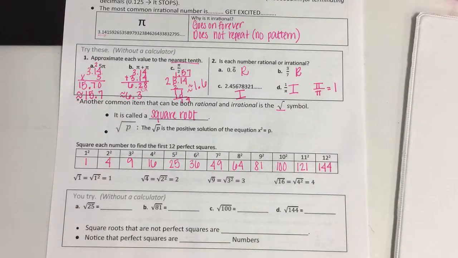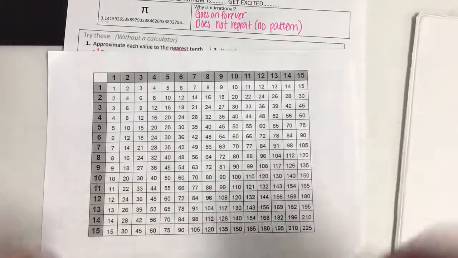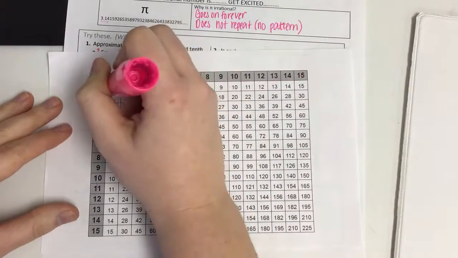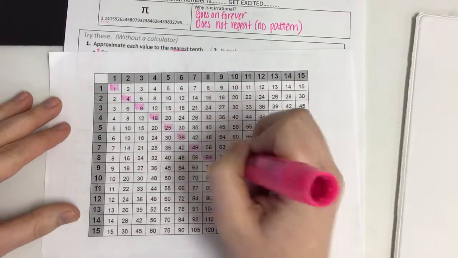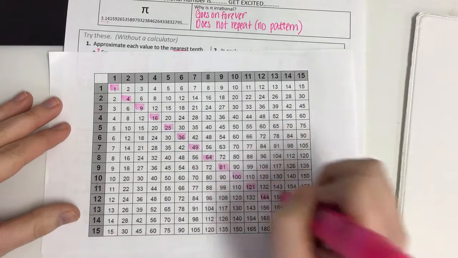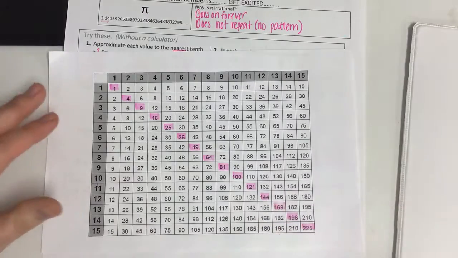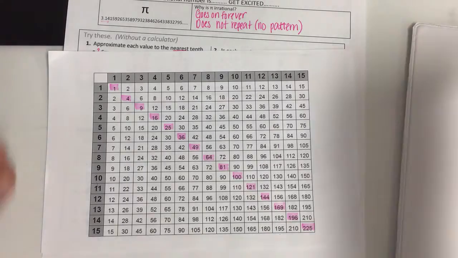Now I want you all to notice on our multiplication chart that all of our perfect squares, which are the ones that we just found, are at a diagonal. So even as we continue past 144, we have 169, 196, and 225 if we went all the way to 15 squared. These are going to come in handy here in just a little bit.